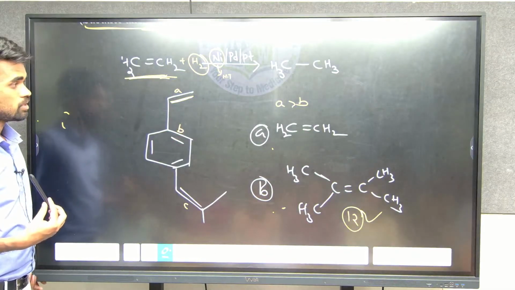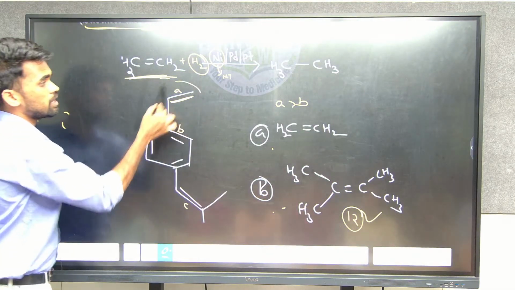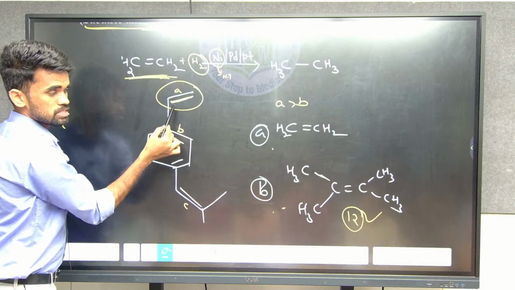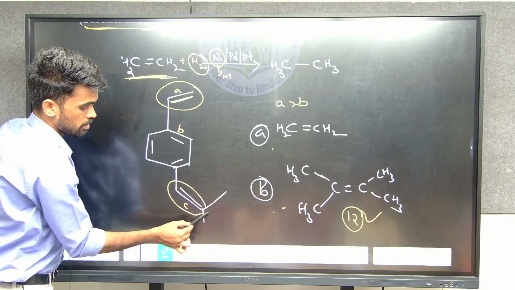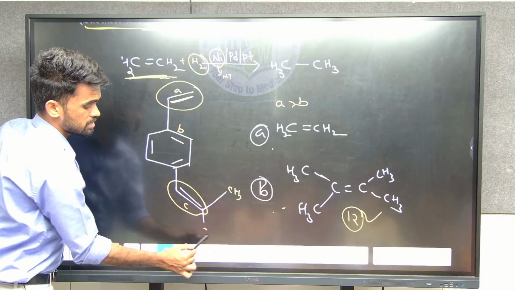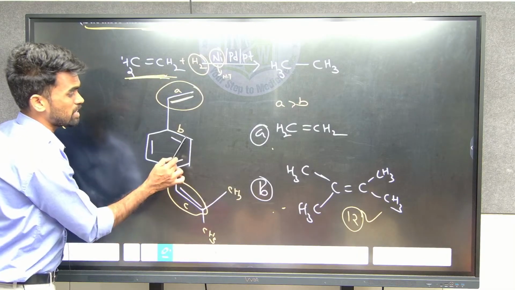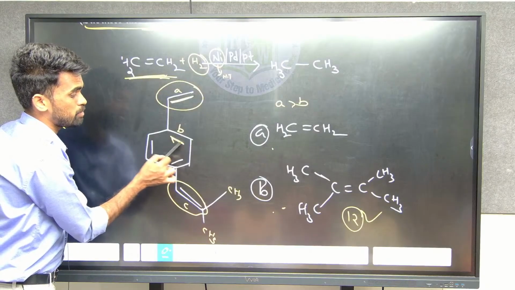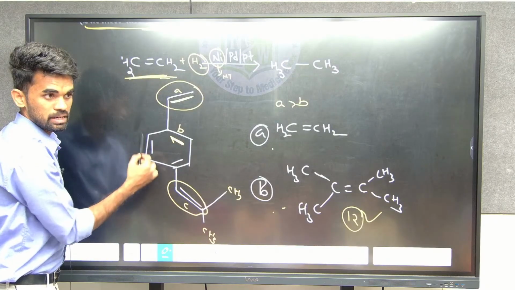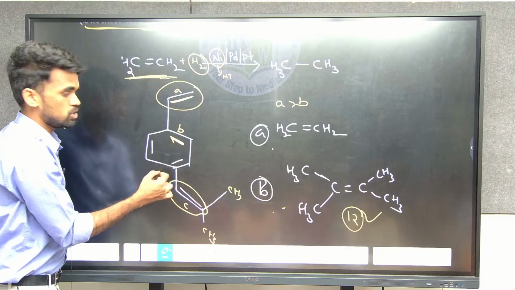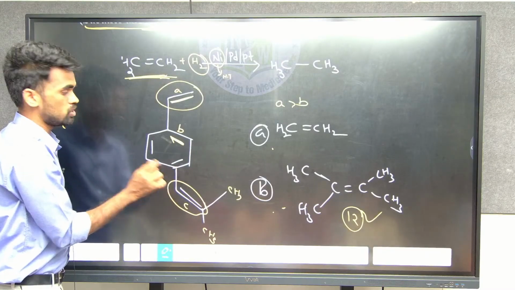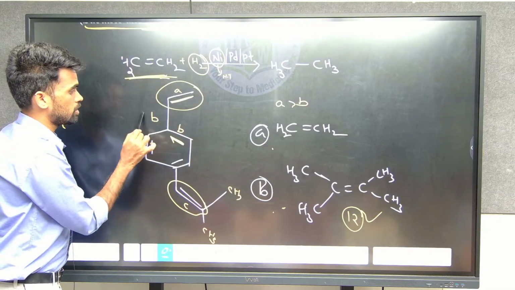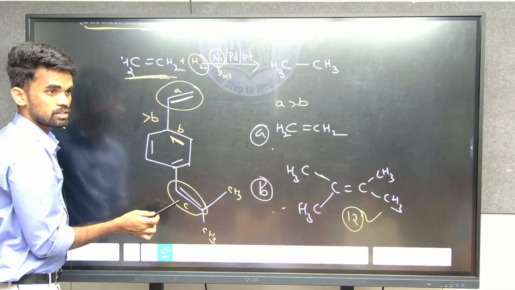Tell me. A, no alpha hydrogens. Do we have any alpha hydrogens? No. What about this C? Yeah, this side alpha hydrogens are there, this side also alpha hydrogens are there. Now what about B? This is an aromatic ring. Aromatic rings are highly stable. So don't disturb this. It means this is most stable, least reactive. So which is least reactive? B.